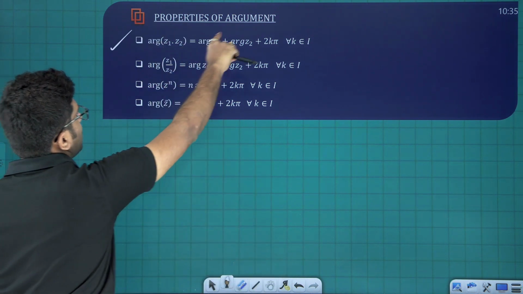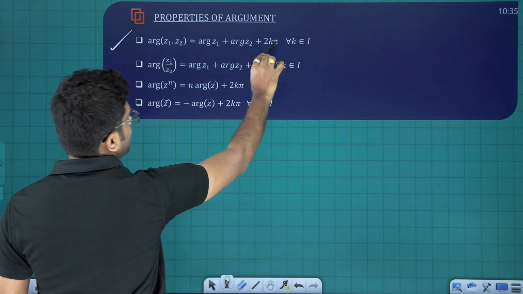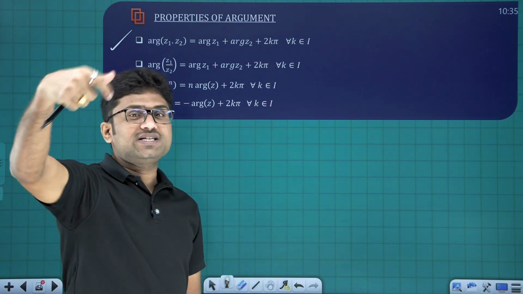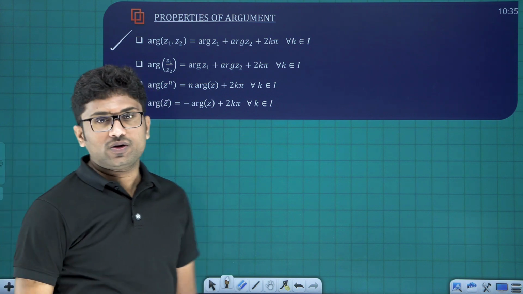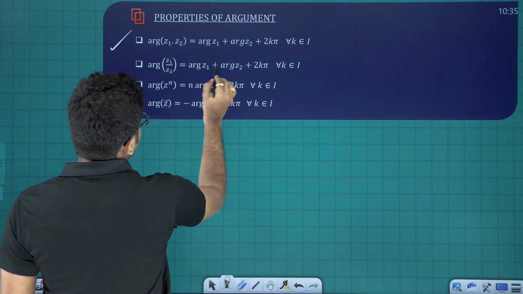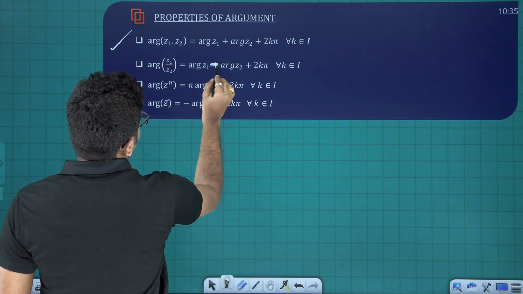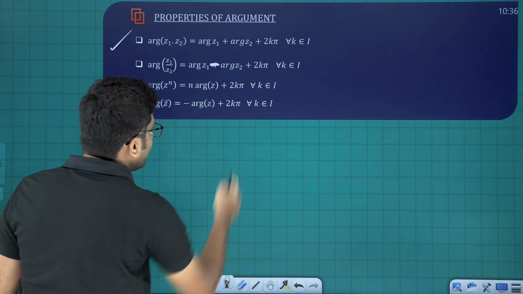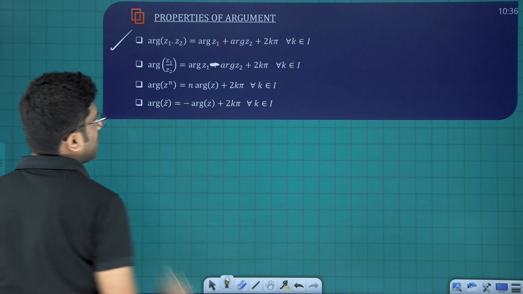Argument of z1 into z2 is argument z1 plus argument z2 plus 2k pi. 2k pi is to adjust the value in terms of principal argument. Okay. Next, argument of z1 by z2 is argument of z1 minus argument of z2. Argument of z^n is n into argument of z, and argument of z bar is minus argument of z.